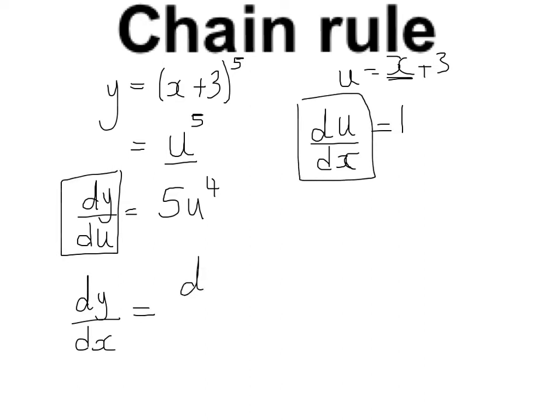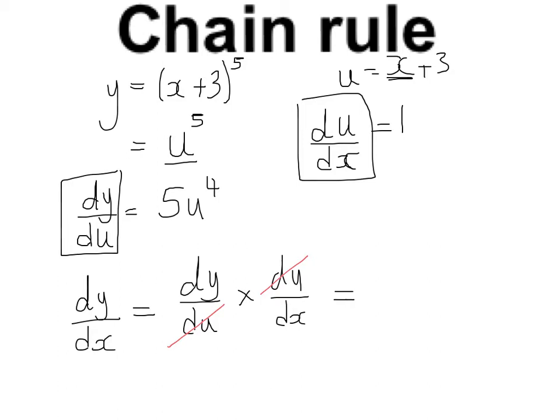Well, let's see, if I had dy by du, and I multiplied it by du by dx, well then by rules of cancelling and multiplying, these two would just cancel. I'm left with dy by dx.